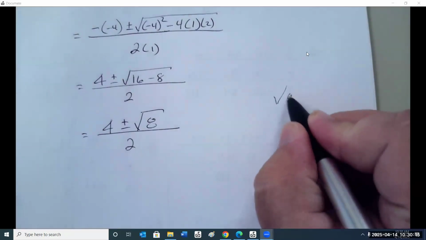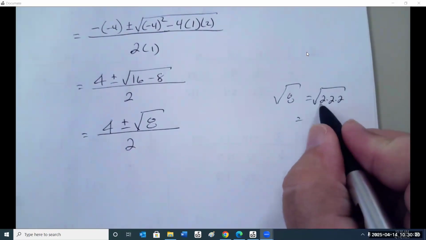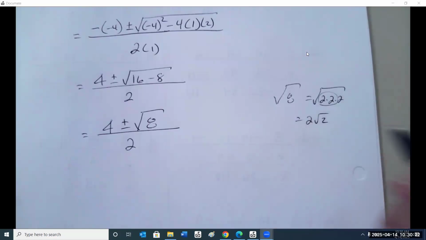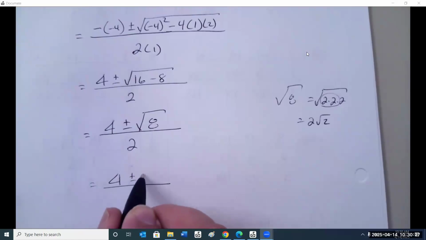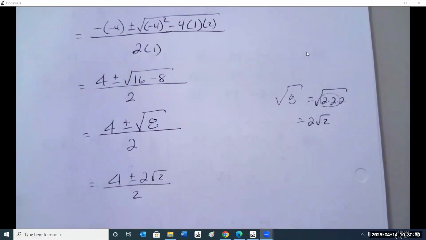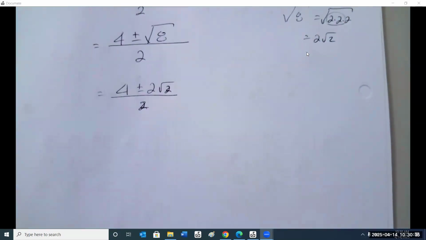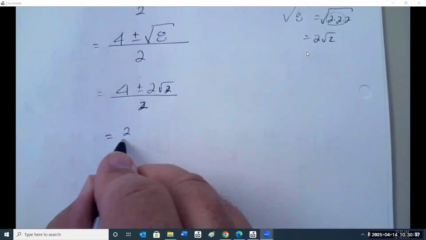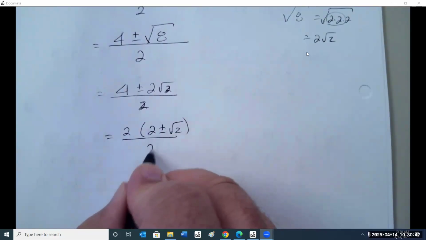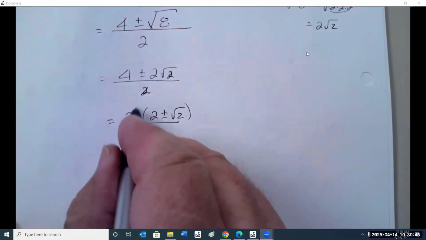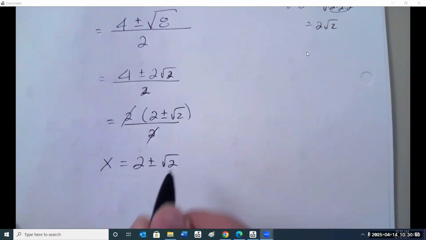Square root of 8 is the same thing as square root of 2 times 2 times 2. There's 2 of a kind, so it's 2 radical 2. 4 plus or minus 2 radical 2 over 2. On top, we can take out a 2. They both have a 2 in common. Those cancel. So x is equal to 2 plus or minus radical 2.